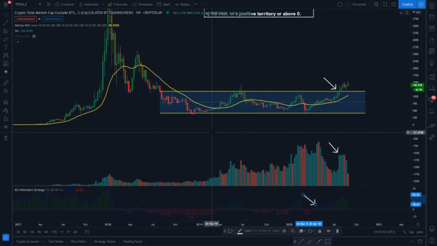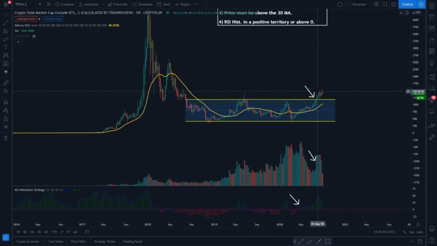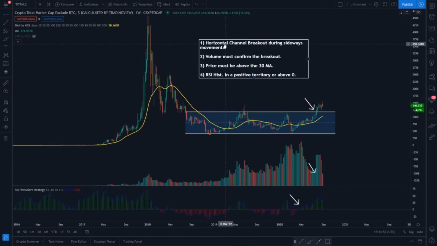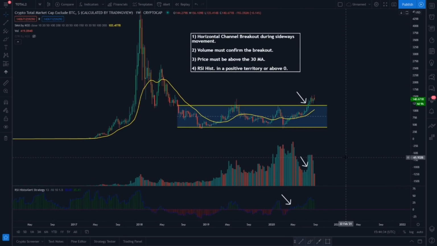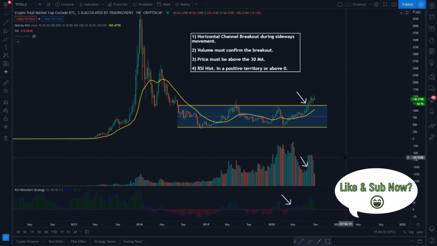Now you can see here, the alt market, when we had this breakout, we got confirmation. Horizontal channel breakout, yes. Volume must confirm the breakout, it did, right? Price must be above the 30 moving average. I'm using the 30 weekly moving average. You can see the market cap of alts is clearly above it. And the fourth is the RSI histogram in positive territory, above 0, and it is right now. You can see the alts are pumping at the moment, and the dominance of Bitcoin is falling.